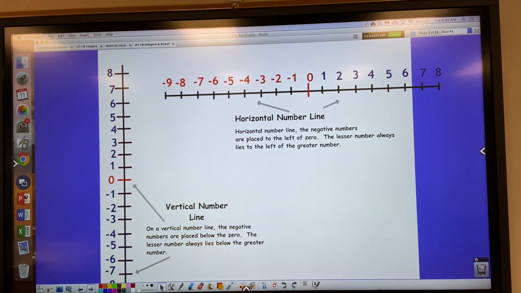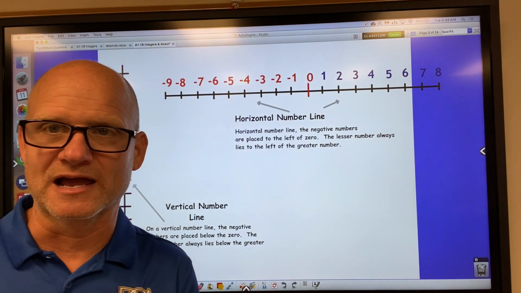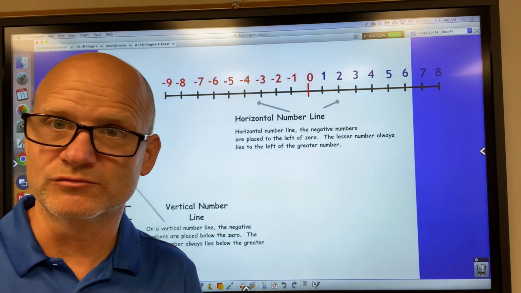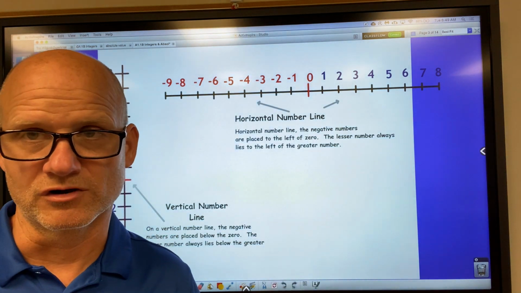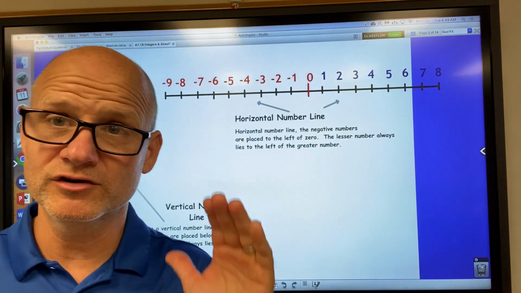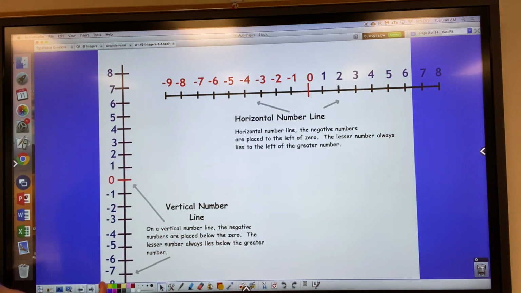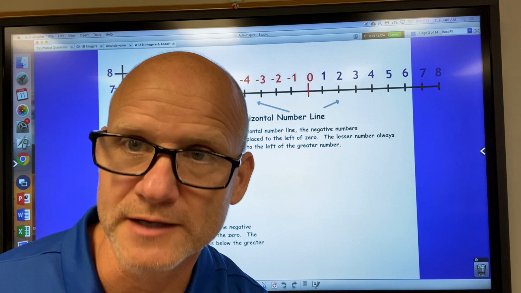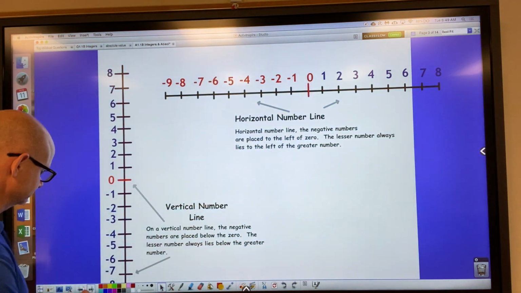Other thing just to discuss briefly, when you write a horizontal number line, the positive integers are always written to the right, the negative integers are written to the left. Or if you write a vertical number line, the positive integers are always on top and the negative integers are always on the bottom.